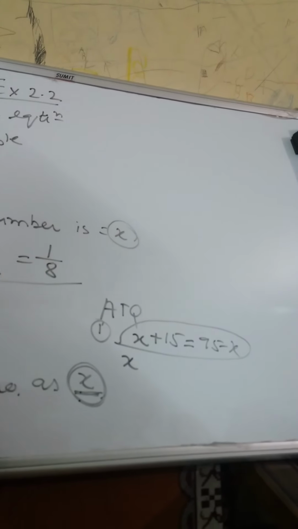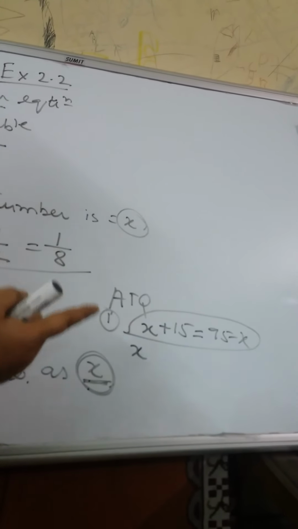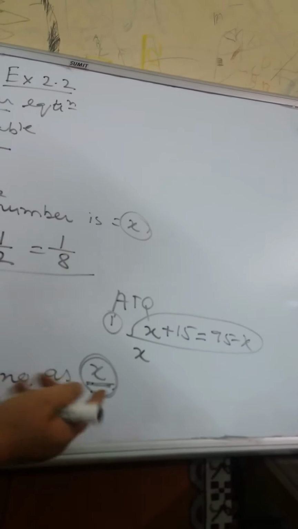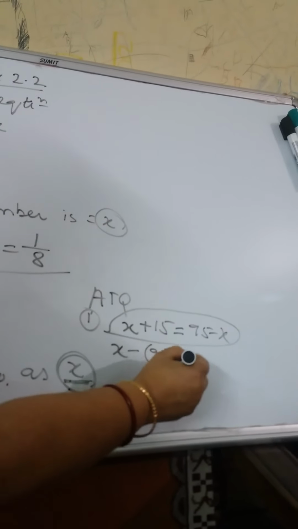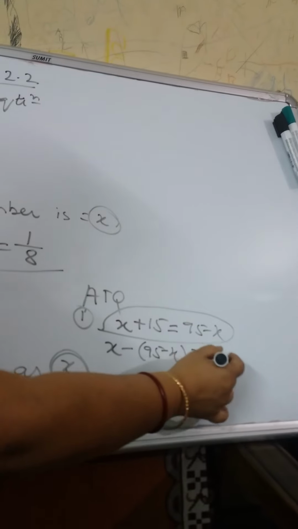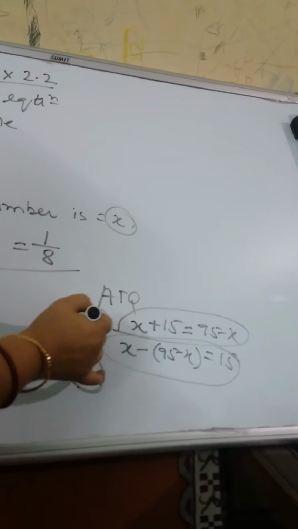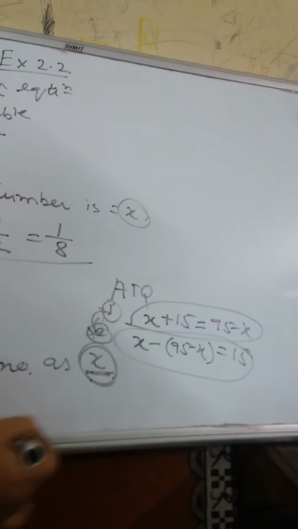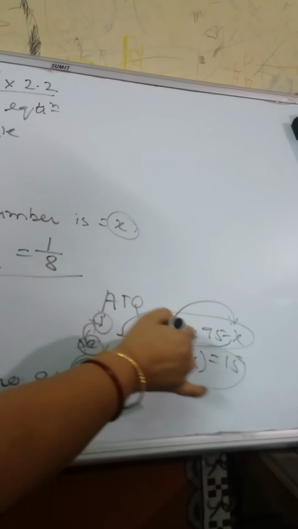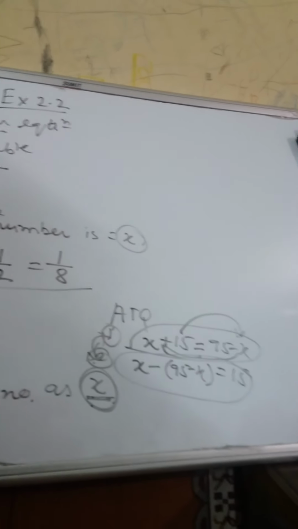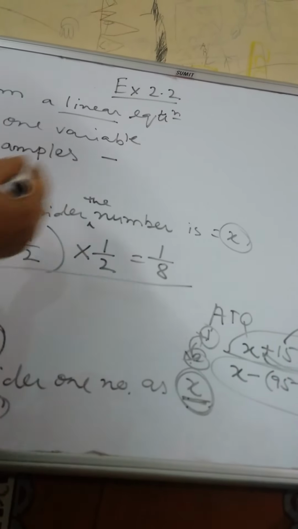Or another equation you can form. Exceeds means I have told you one is greater than the second one by this number. So x minus (95 minus x) equals to 15. That's the second equation you can form. Any one you can form and solve the equation. You have to transpose this to this side and this to this side and solve. Okay. Next is question number 5.